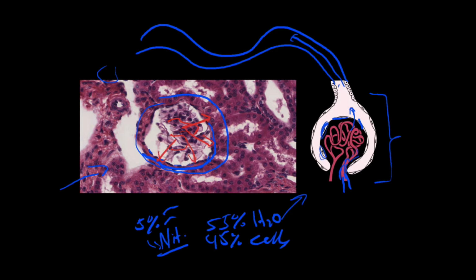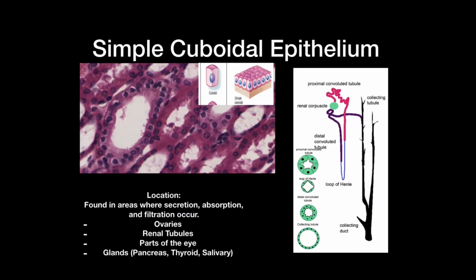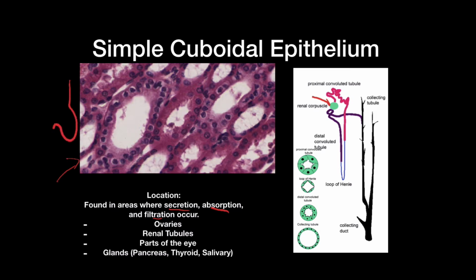The next one is the simple cuboidal epithelium tissue. Remember, these type of cells you'll find in areas where secretion, absorption, and filtration occur. So an example of that is the renal tubules. Remember we said that the head of the nephron, the glomerulus, is going to be simple squamous epithelium tissue. And so if you look at the glomerulus right here, everything after the glomerulus is going to be a simple cuboidal epithelium. And everything in the glomerulus is going to be simple squamous epithelium.